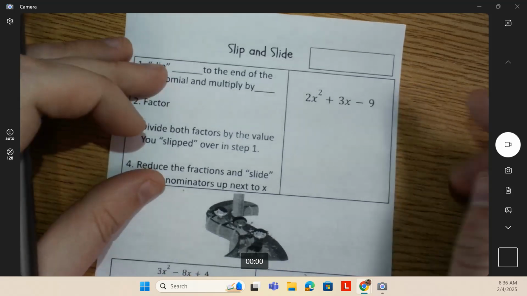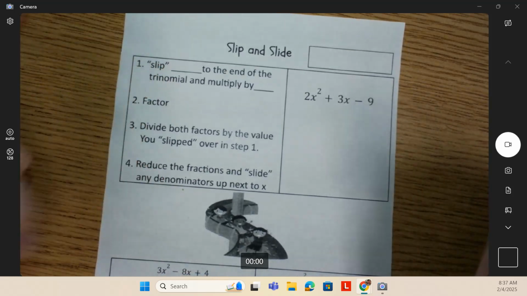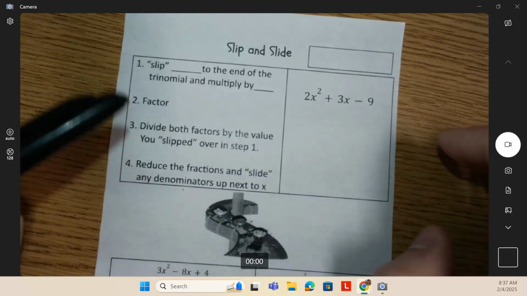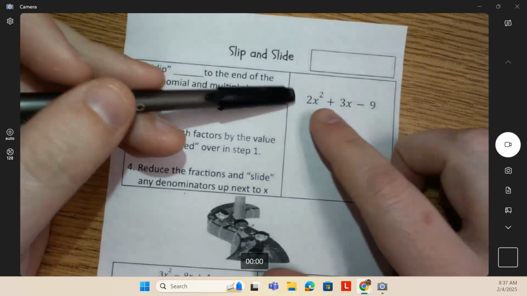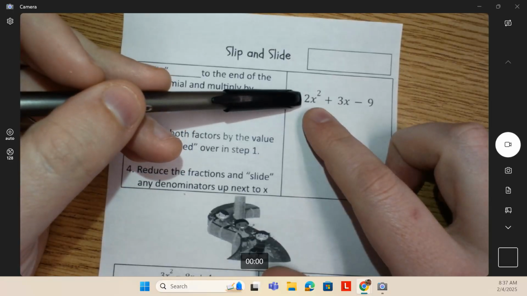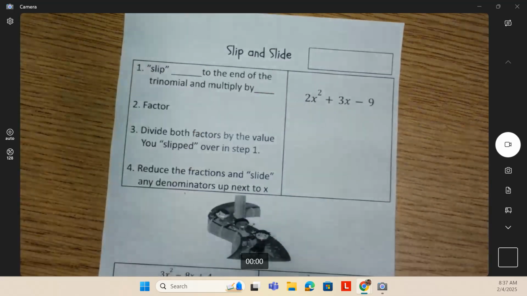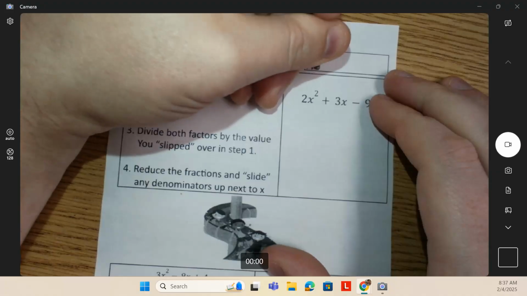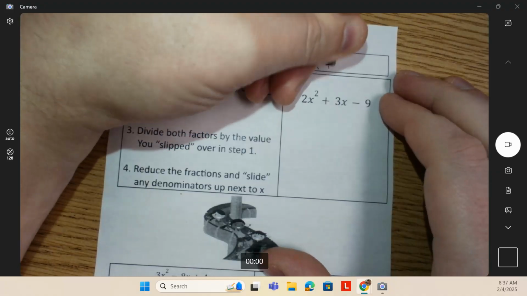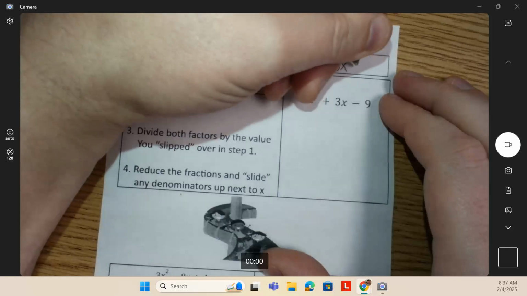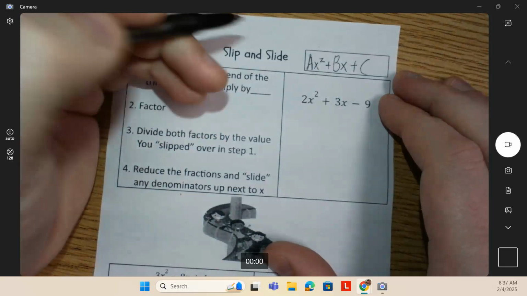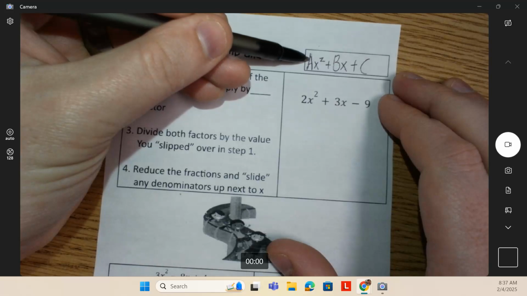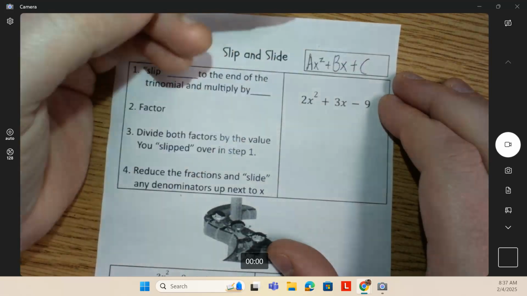Okay, we're going to take a minute to look at the slip and slide technique. So this is starting out when we have a trinomial where the number in front of the x squared is not a 1, so something different than a 1. So that would be when we have ax squared plus bx plus c, where you've got a whole number here, a whole number there, a whole number there.